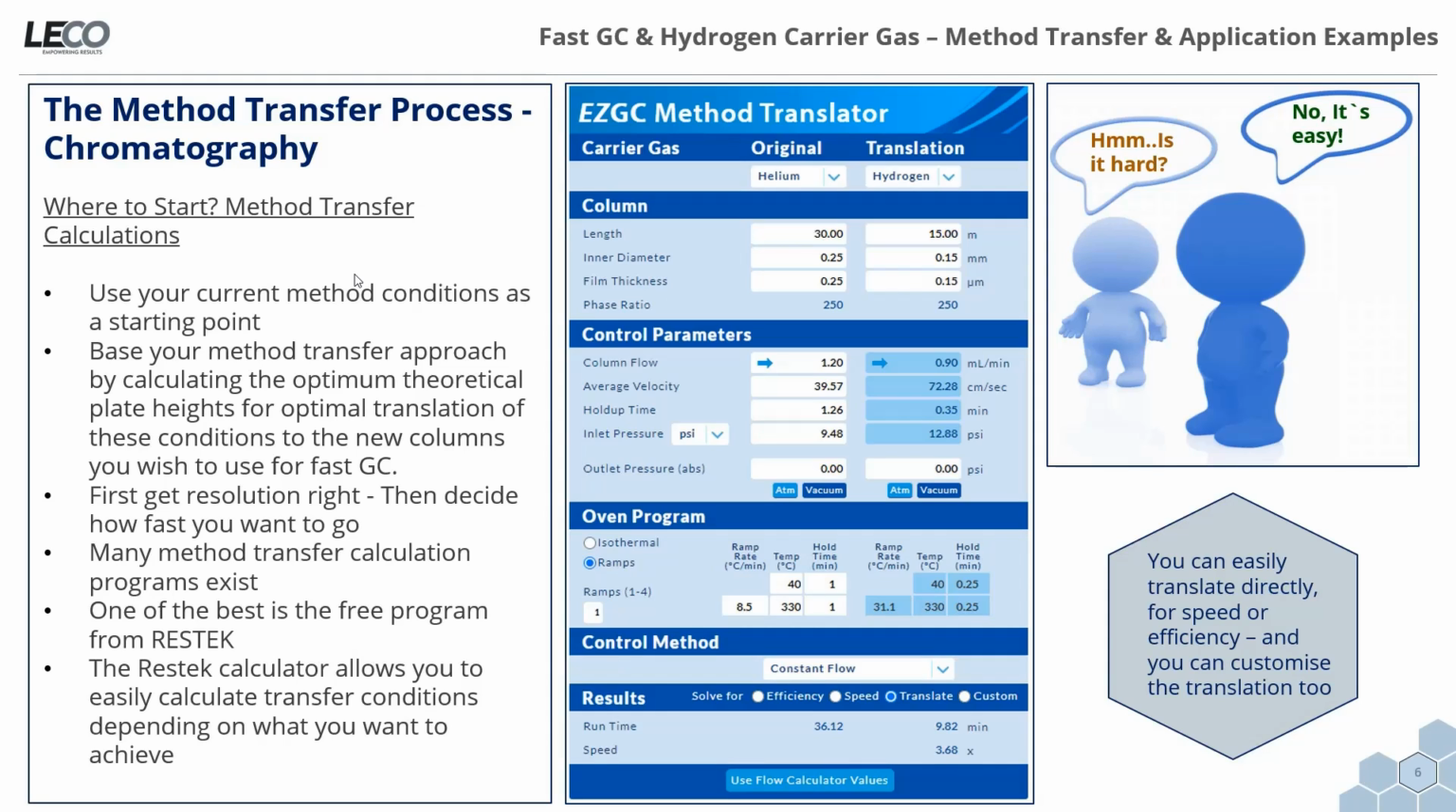So first get the resolution right and look at how much resolution you've got. Can you compromise a bit? And if you can, you can therefore choose to go even faster by increasing the oven ramp rate or the flow rate, for example. There are quite a few calculators available online for free, and one of the best ones is this EZGC method transfer program provided by Restec. And this is really easy to use.